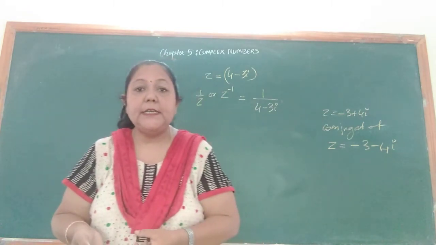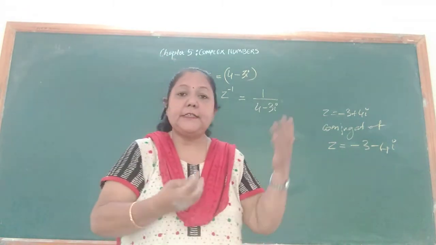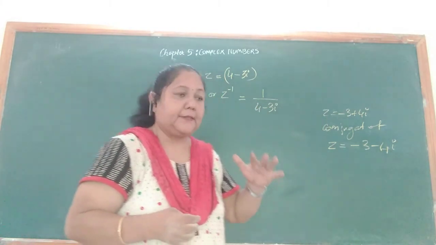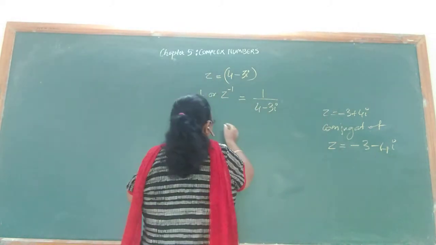Only the imaginary portion you change to the opposite sign. If it is plus you do minus. If it is minus you do plus. Now I have to multiply.